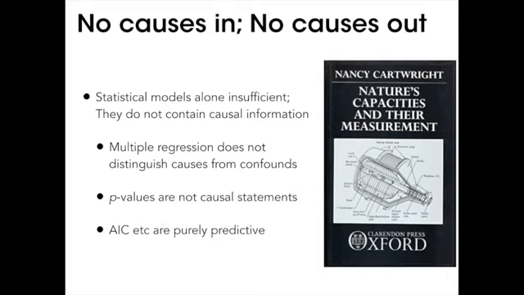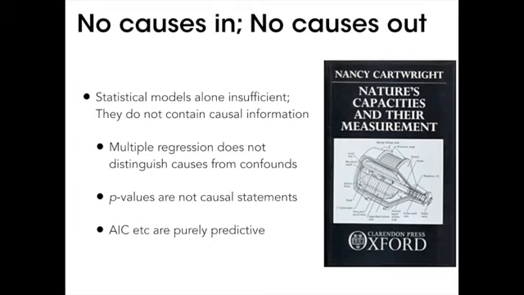The basic point being that statistical models are insufficient because they simply do not contain causal information. They don't contain arrows about whether it's the wind that blows the trees or whether the trees blow the wind. And that information has to come from some other model that is distinct from the statistical model you use to process the data. So multiple regression cannot distinguish between causes and confounds. That's something you have to do with information that you put into the design of the statistical model itself. And I'm going to show you how to do that today.